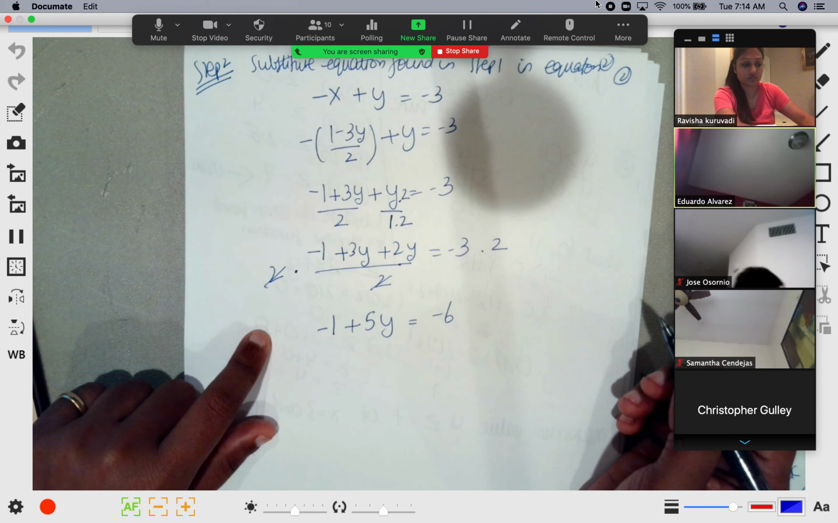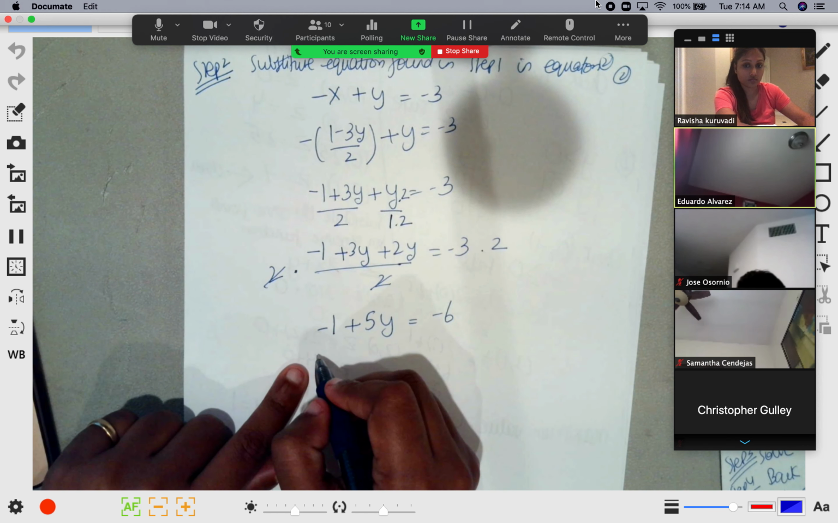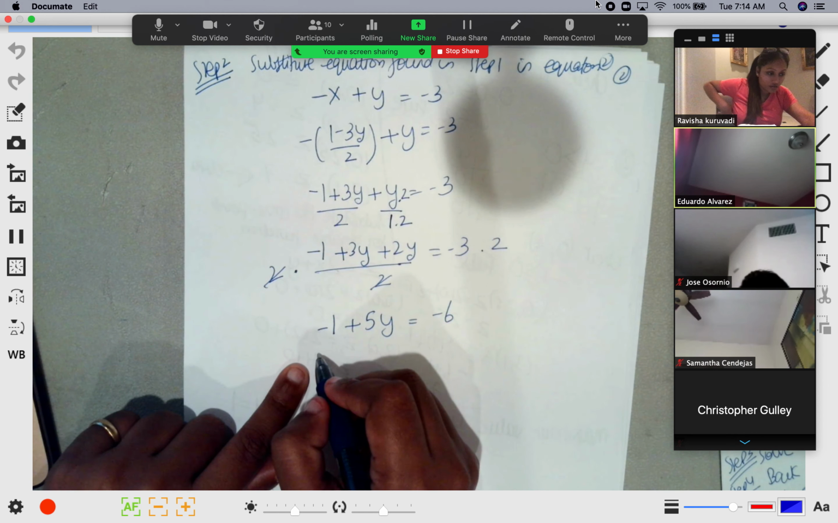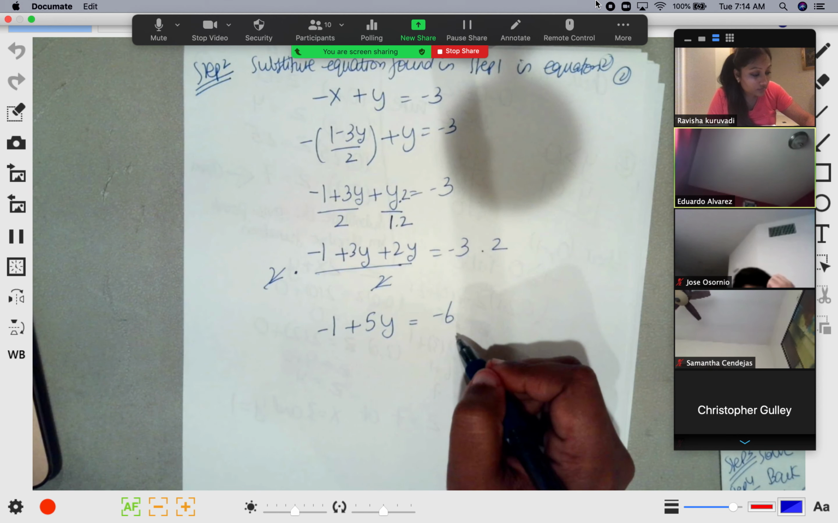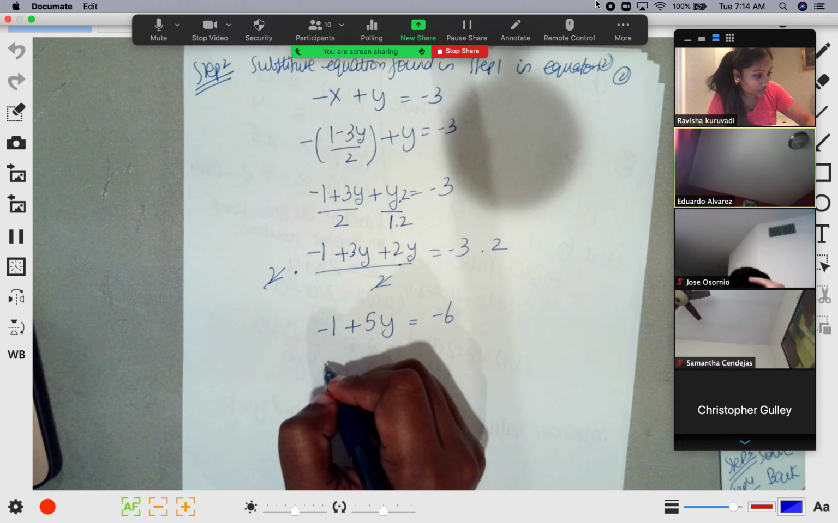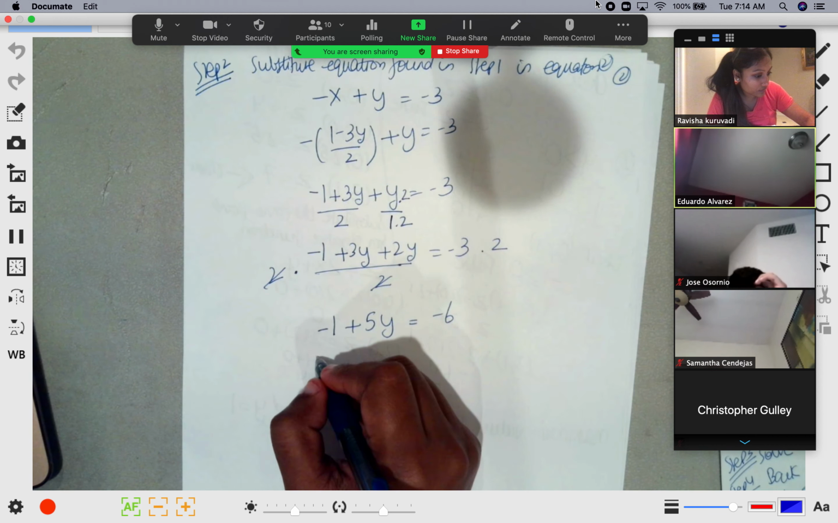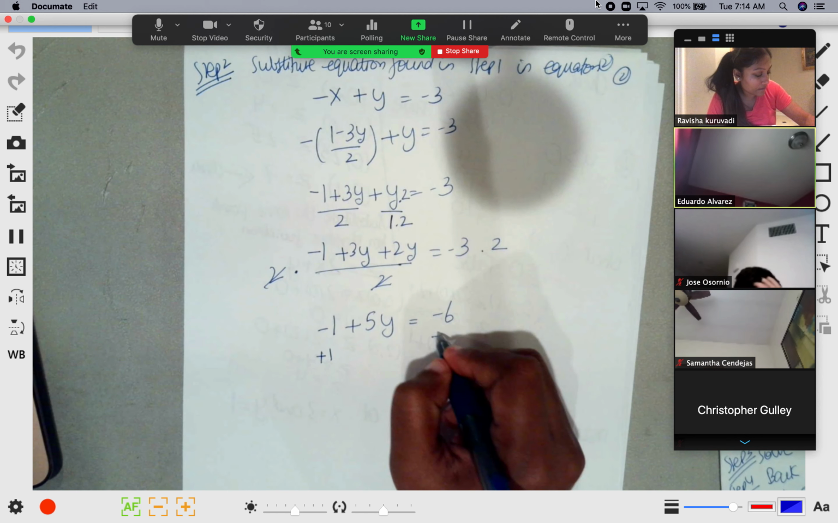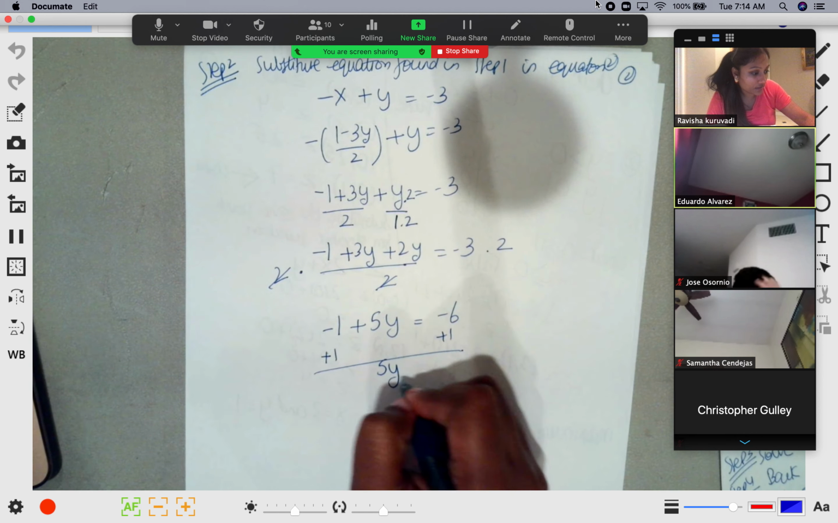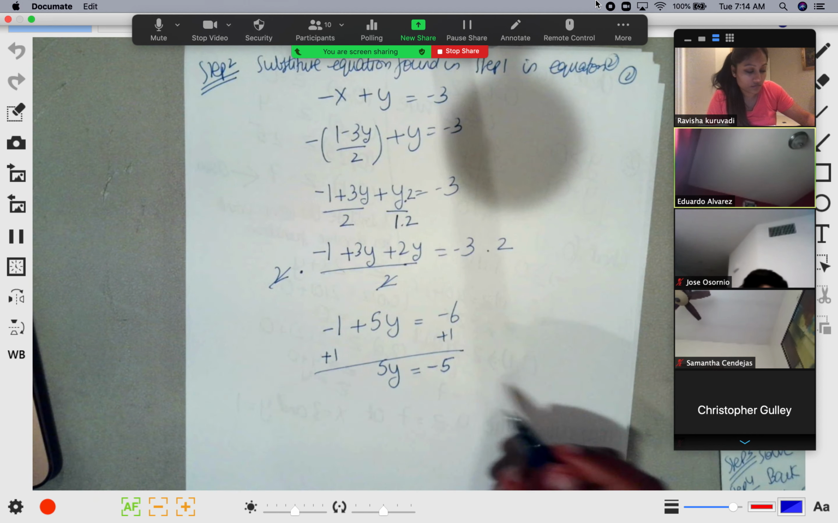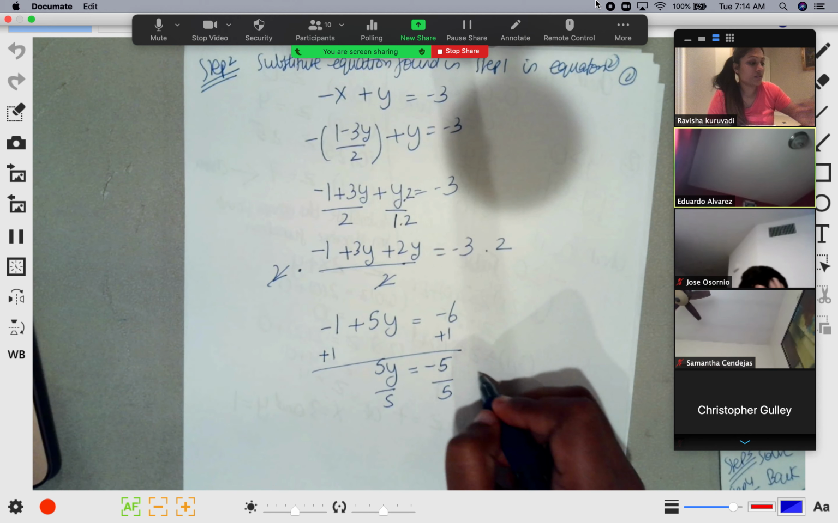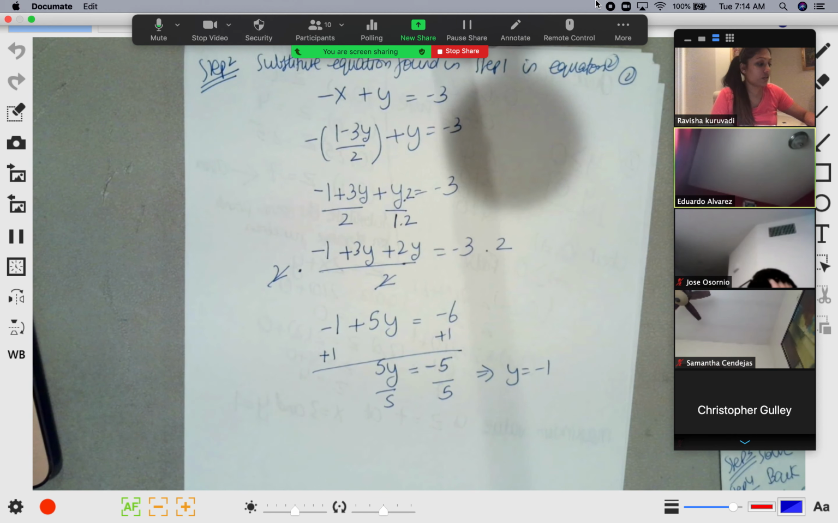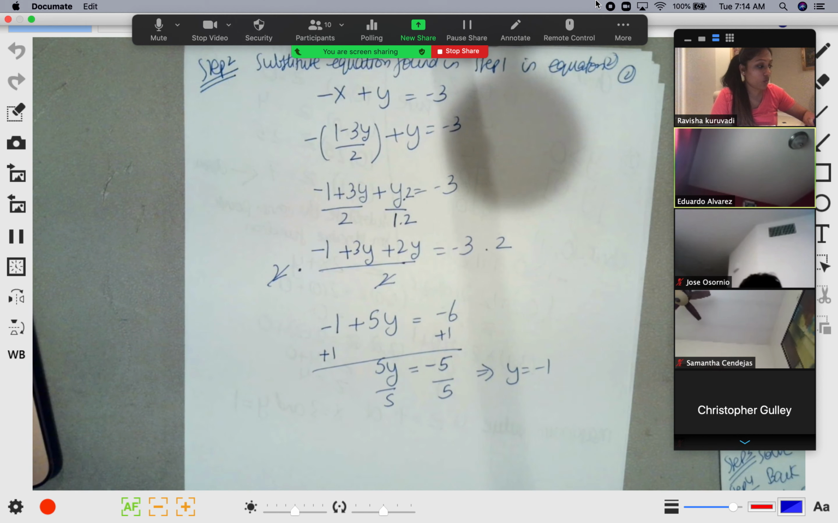Then we bring the negative 1 over. How do I take this over to this side? We take the negative 1 over to the negative 6. That'll be positive 1, and then the other one will also be positive 1. So 5y is equal to negative 5. Then we divide 5 by negative 5, which gives us y equals negative 1. Correct. So you'll get y is equal to negative 1.